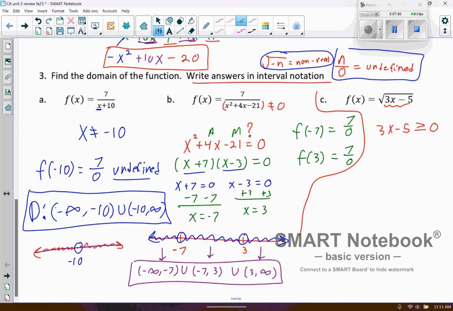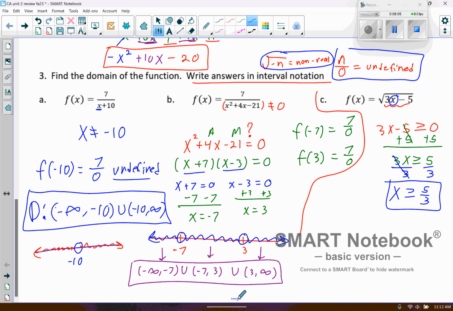So then from here we just solve this. So we'll add 5 to both sides. And then we're going to divide by 3 on both sides. And so now we say, you know what, the x values for that condition to hold need to be greater than or equal to 5 over 3. So whatever I plug in for x, as long as I'm larger than or equivalent to 5/3, I will not have any issues. Now, last thing though, we want to write it in interval notation.